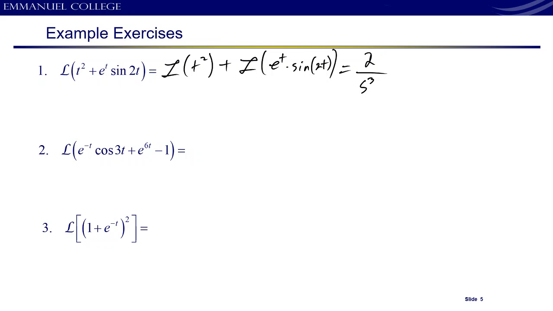And then we have the Laplace transform of e to the t sine of 2t. So for here, our a is equal to 1. Remember, sine of 2t is going to be 2 over s squared plus 4, which means this is going to be plus 2 over s minus 1 quantity squared plus 4, because we have to subtract that a. So this one actually works out really nice.